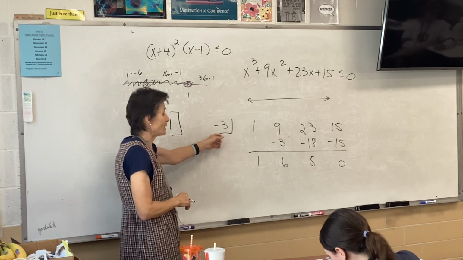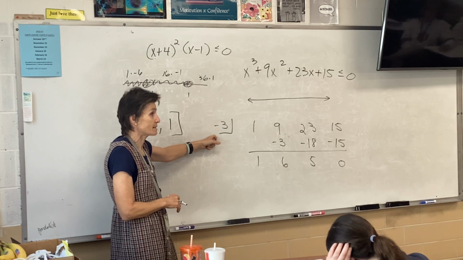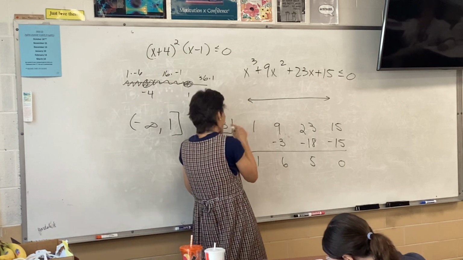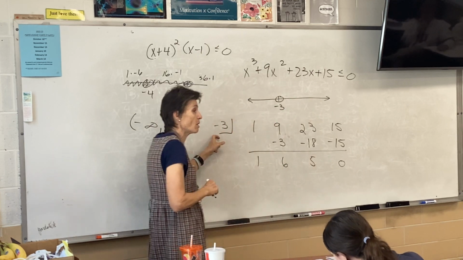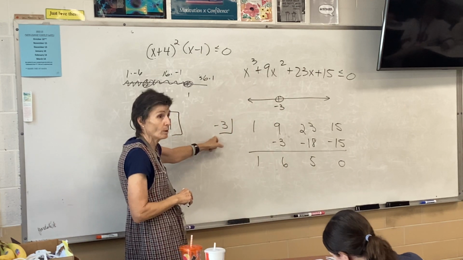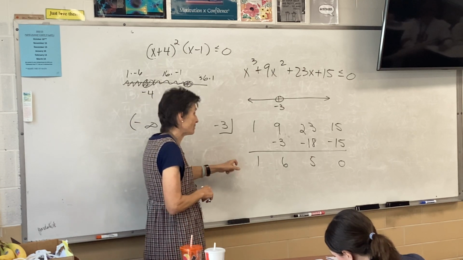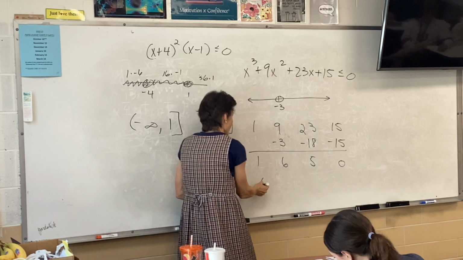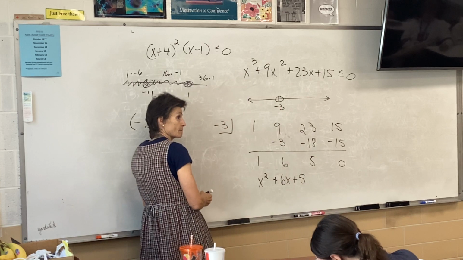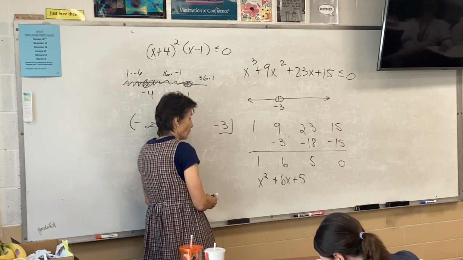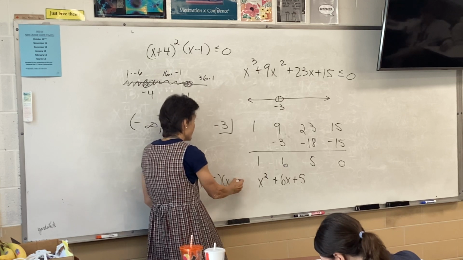Okay, anyhow, what does this tell me? This tells me that one of my dots is at negative 3. I don't know where the other ones are, but one of them is at that point. Now, how am I going to find the other ones? Factor x squared plus 6x plus 5, which factors as 1 and 5, x plus 1, x plus 5.